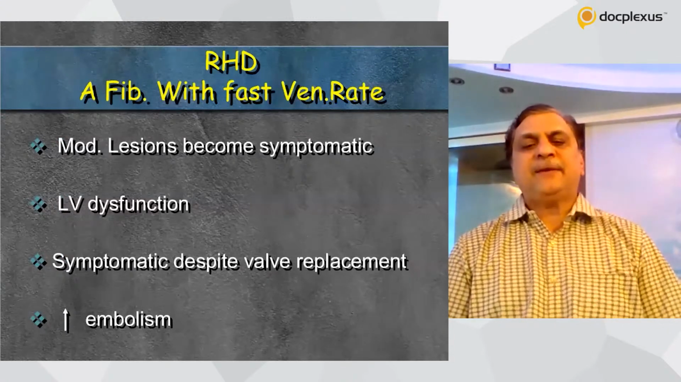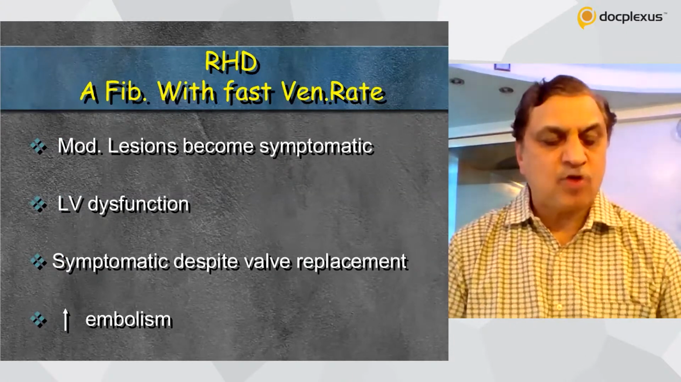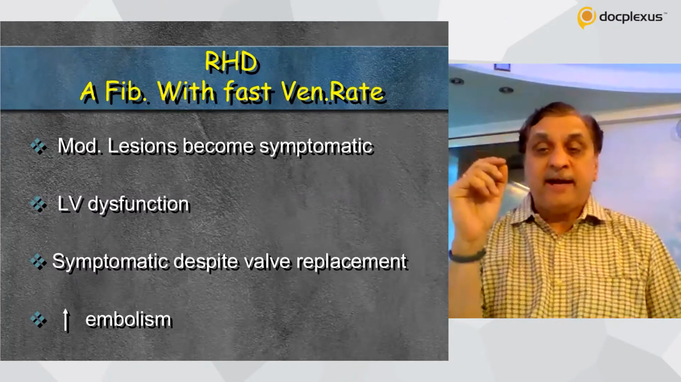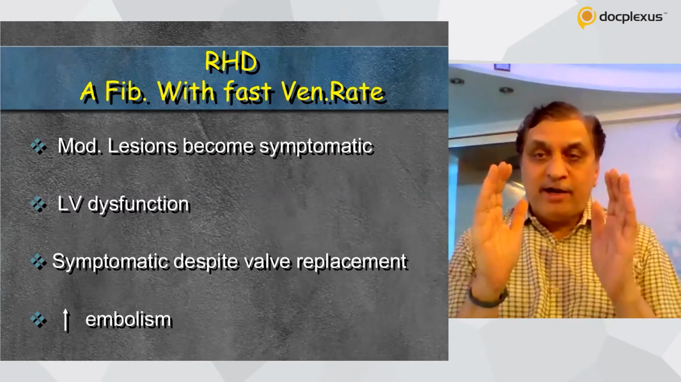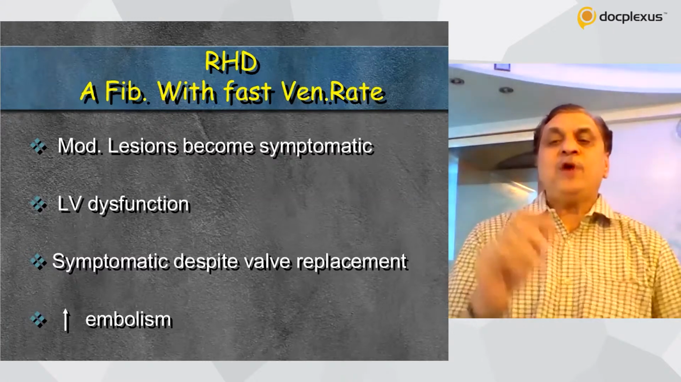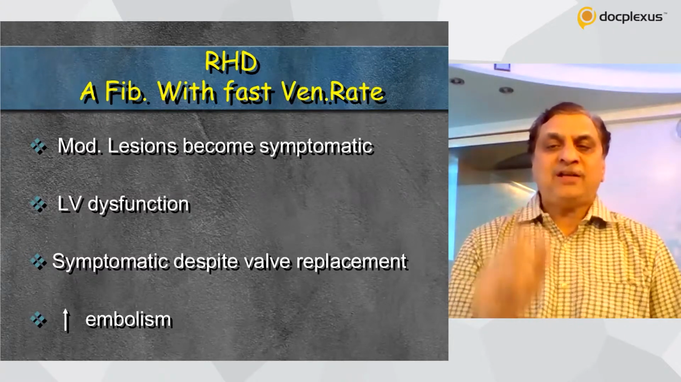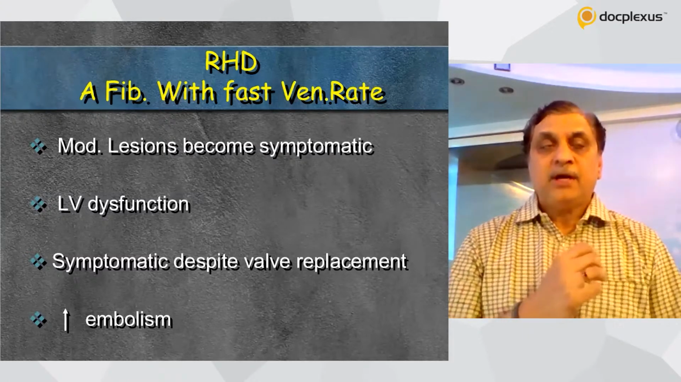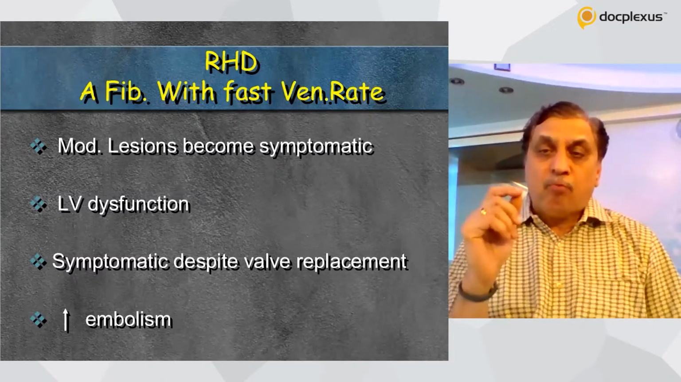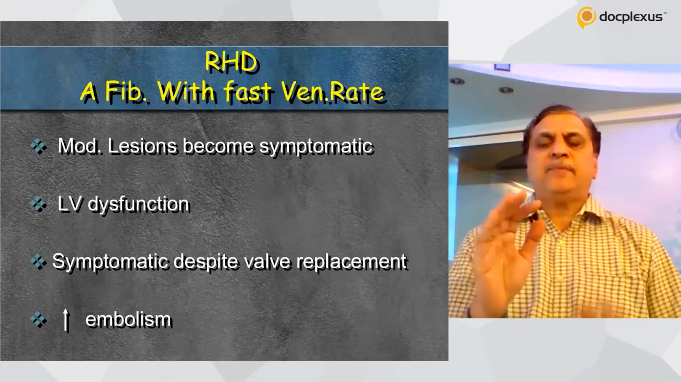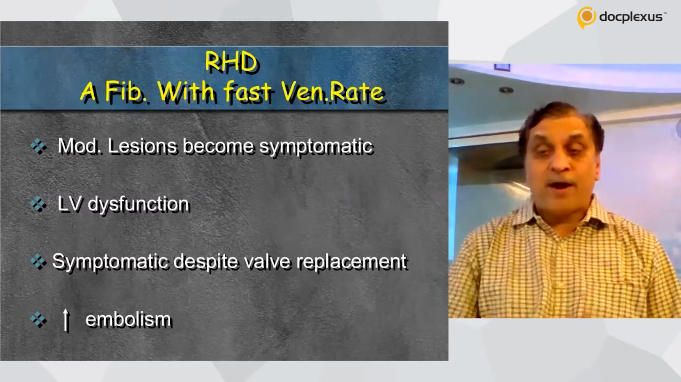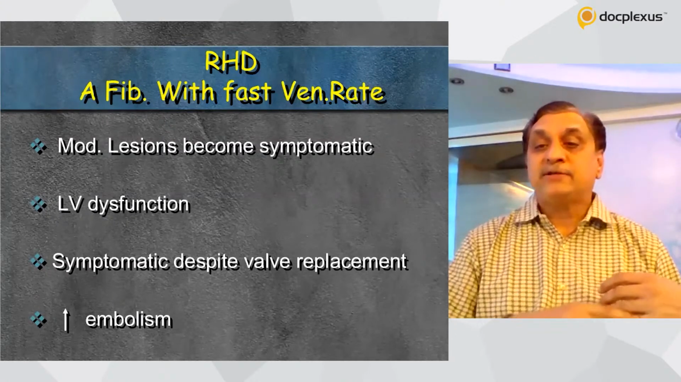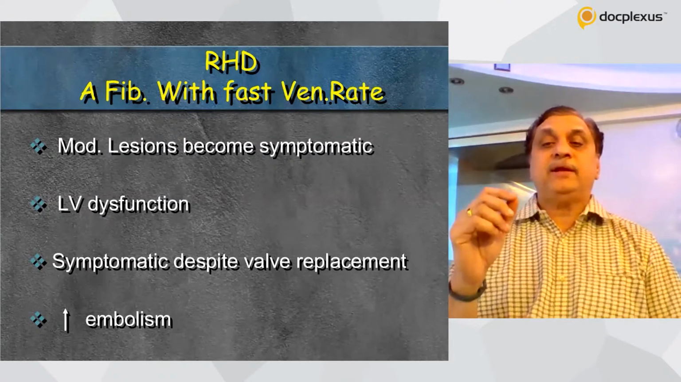Now, the next subset which I would like to discuss, a common subset, is rheumatic heart disease. Now here, in atrial fibrillation, we are looking at a ventricular rate which is fast. So if you have atrial fibrillation with fast ventricular rate in a rheumatic heart disease patient, what does it do? Remember, if somebody has a moderate lesion, that means somebody has an area of 1.5 and say 2/4 MR, then atrial fibrillation with a fast ventricular rate makes them symptomatic. They can go into pulmonary edema.